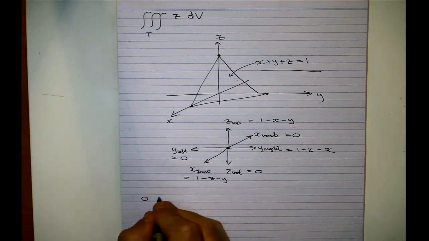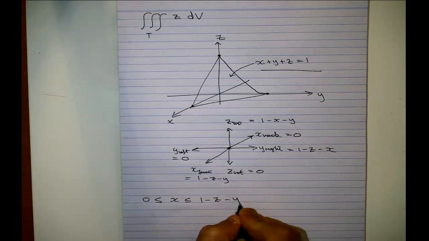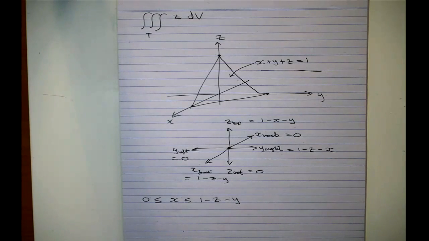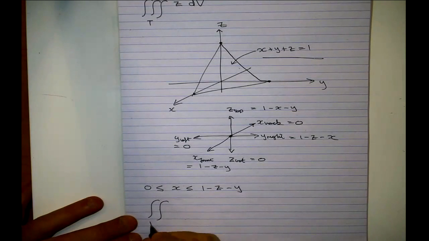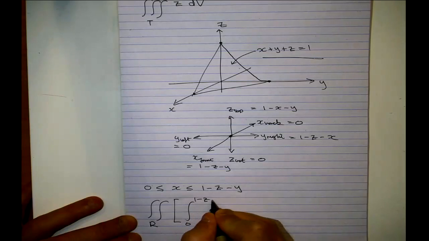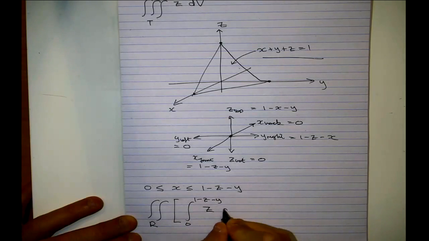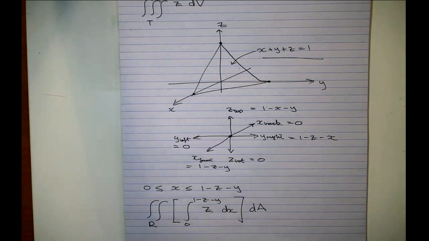So if I decide I want to integrate with respect to x first, I can see x goes from 0 to the plane. So in other words, what I'm doing is my first iterate is going to be that, and once I've done the first iterate, I'm down to a double integral.